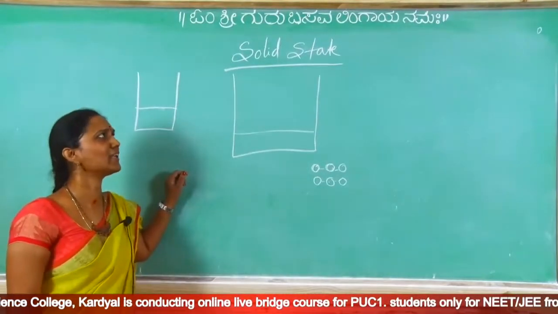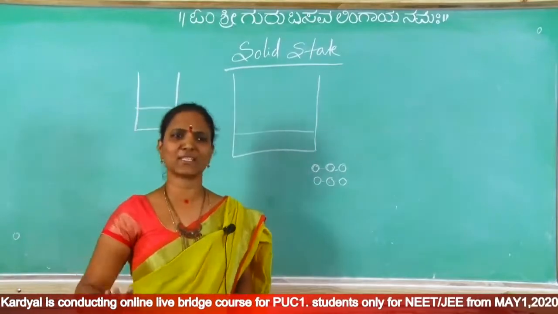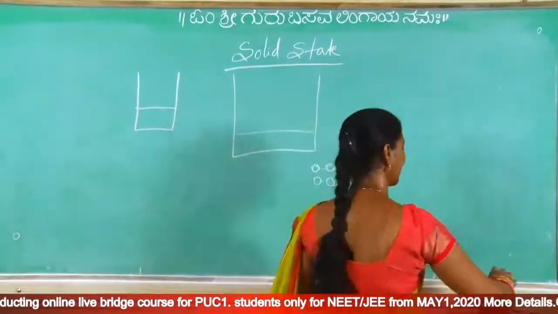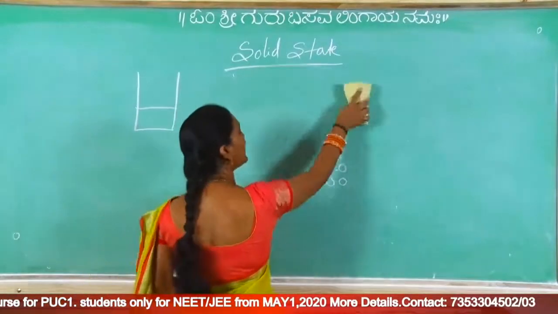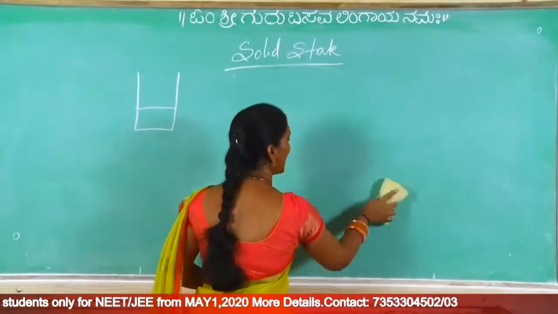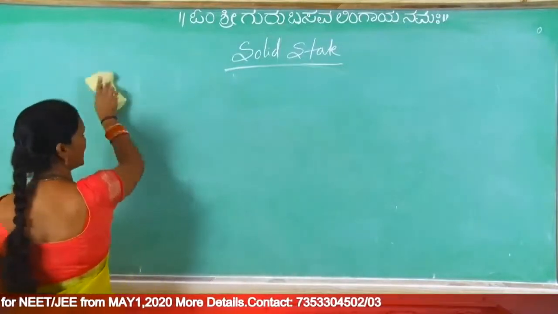Now in this chapter we are learning only solids, not liquids and gases. So come to the solids. If strong interactions are there and temperature is low, matter exists in solid state. This is the first point.